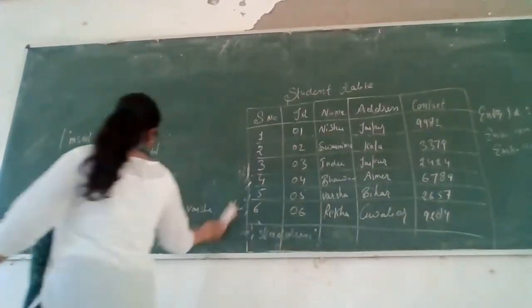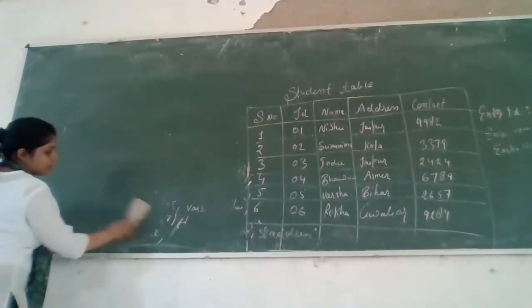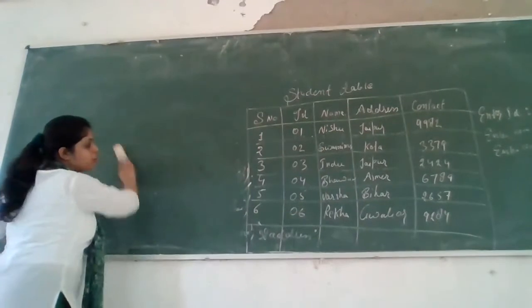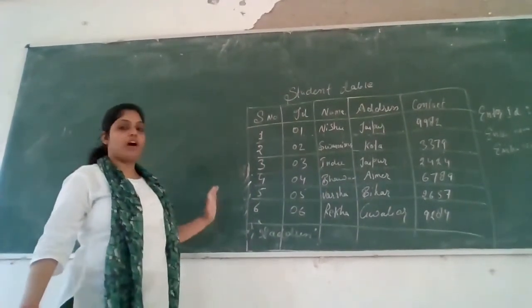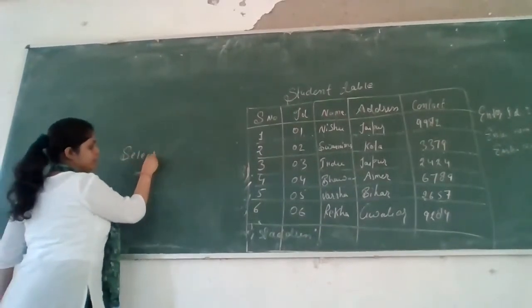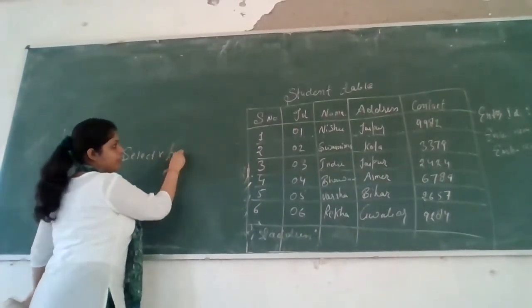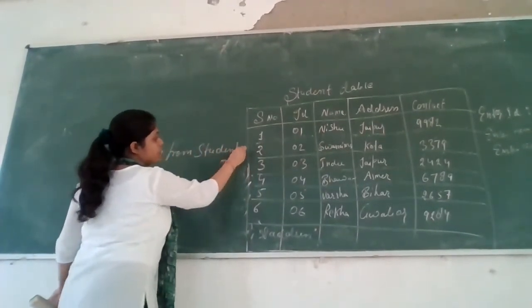Now, after using all the insert commands, what is the output and how can we check our output? This type of output. So this is the command: select asterisk from student. Select asterisk from student.